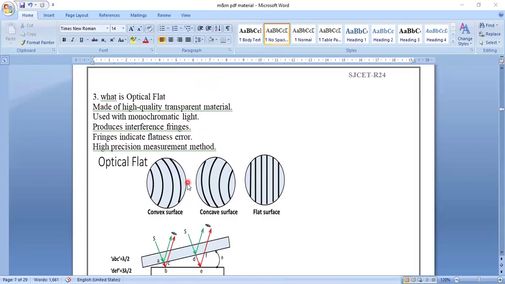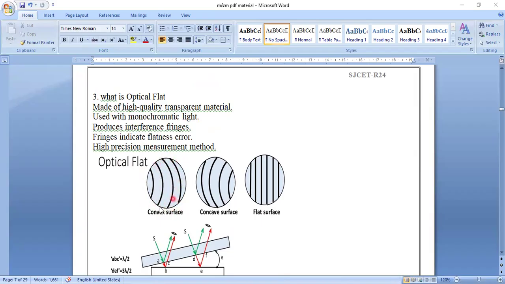So the third question we are going to take: what is an optical flat? What do you mean by optical flat? Here is flatness measurement by using optics. It is made of high quality transparent material. These are convex surfaces. This is a convex surface, you can see leftward.